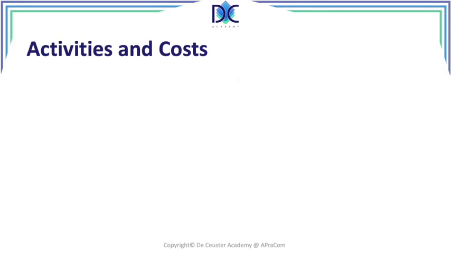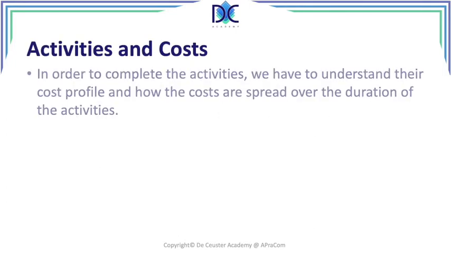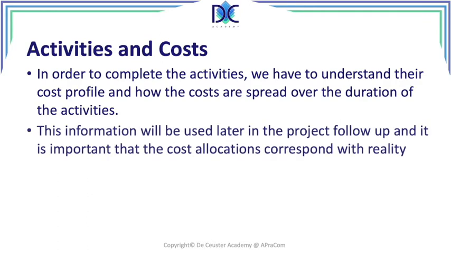Let's have a look first at the activities and costs. Now, when we have to complete the activities, we have to understand the cost profile and how the costs are spread over the duration of the activities. What we want to have is as realistic a cost allocation as possible, because we're going to use that later to report progress of the project and of the activities. Now, we have to see that all is as realistic as possible.